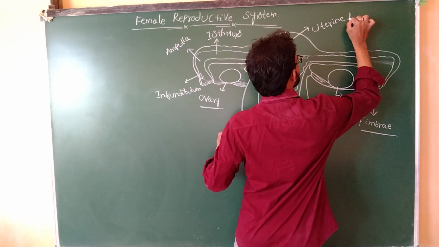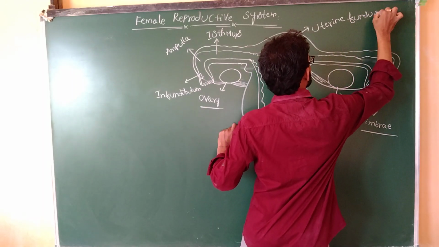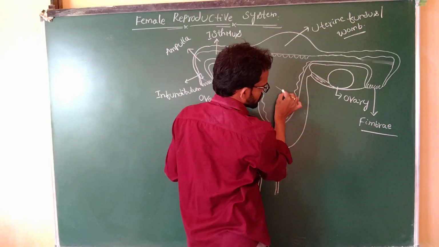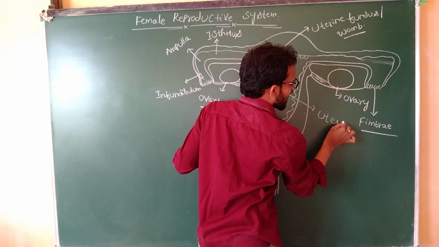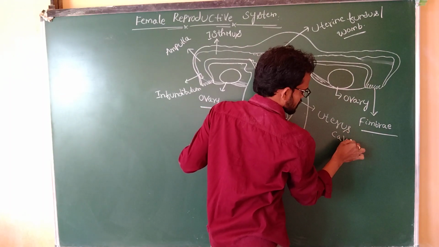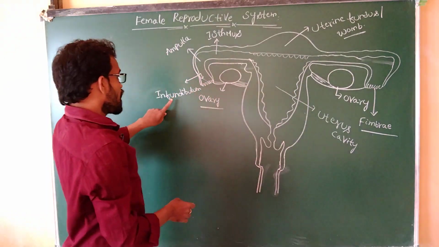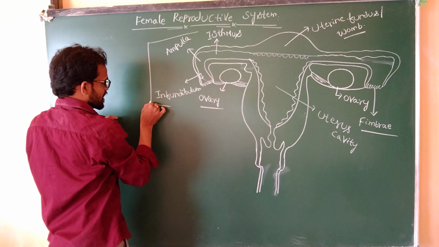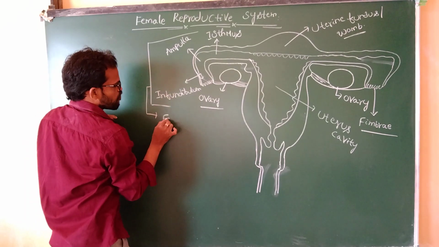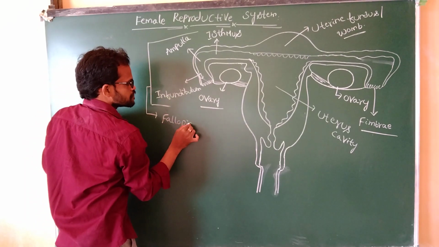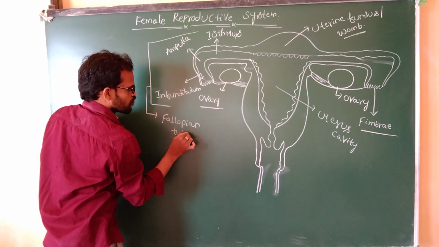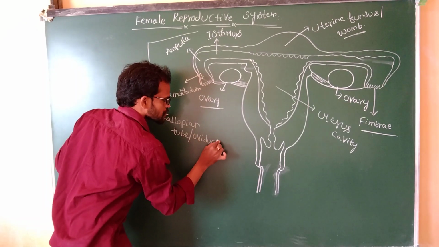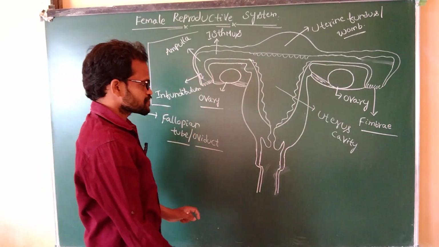Uterine fundus. This one is the womb. This indicates the uterus cavity. Infundibulum, ampulla, isthmus: these three indicate the fallopian tube. The fallopian tube is also known as the oviduct.